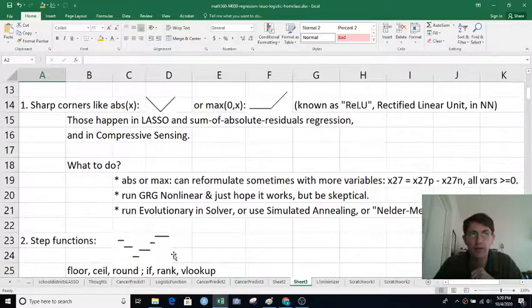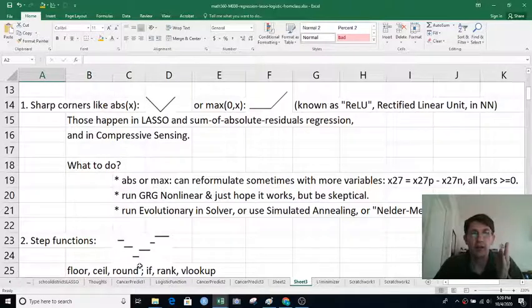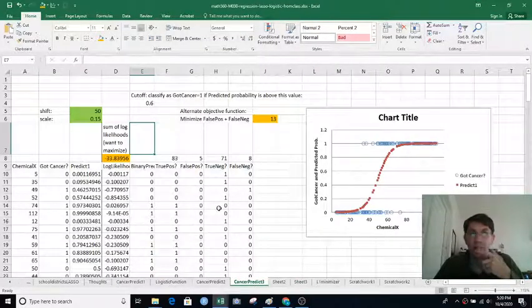Another thing that might happen is step functions. So anything where the objective function doesn't change when you change the decision variables just a tiny bit. Anything like floor, ceiling, or round can do that. Anything with an if statement or rank statements or VLOOKUPs can all cause it. Here's an interesting way it can happen.